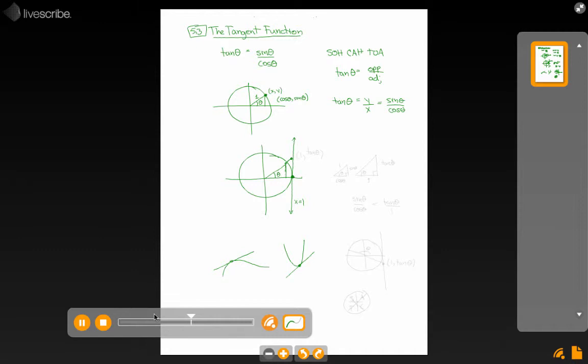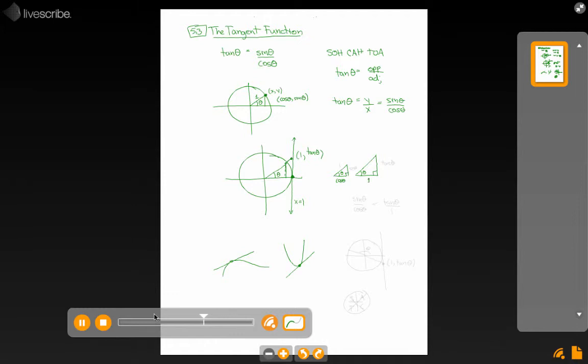If I extend my terminal arm to this point, the point here is 1 comma something. Now it turns out that that something is not as random as you might think. It turns out that that coordinate is actually tan theta. We can prove that if we look at the smaller triangle and the larger triangle that I've drawn there.